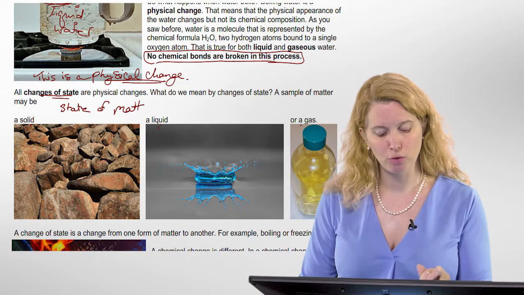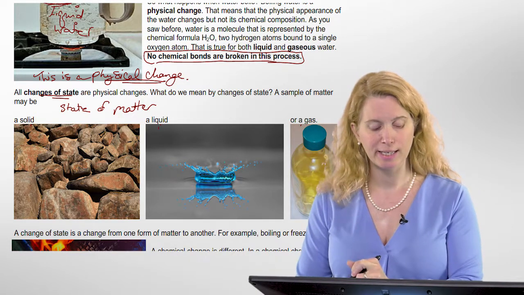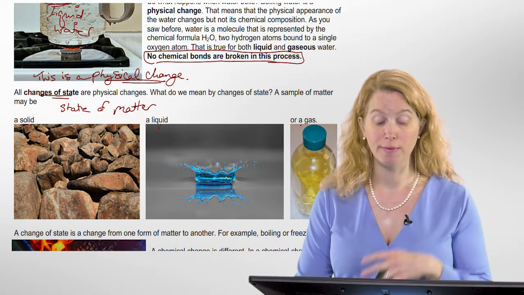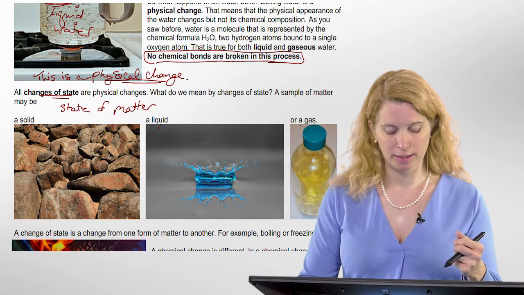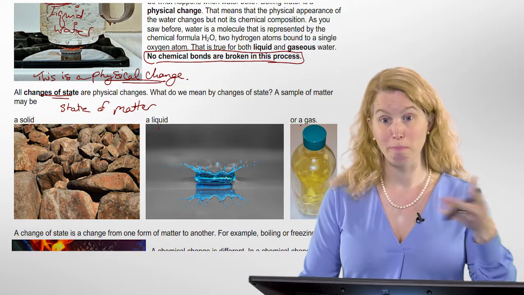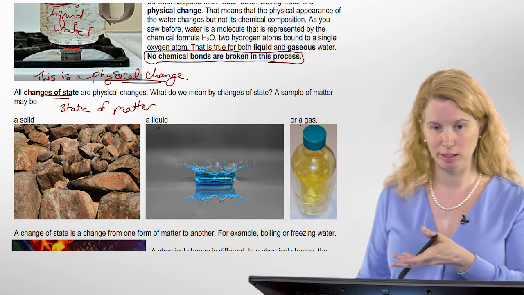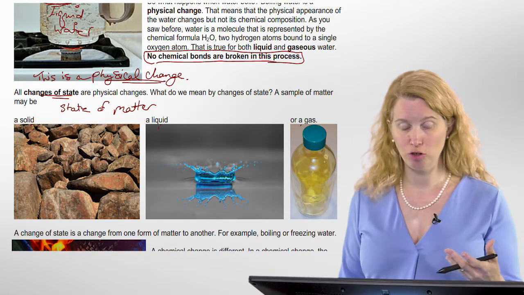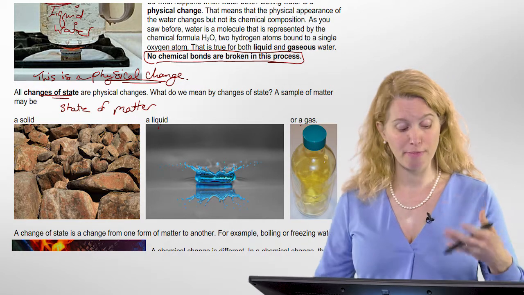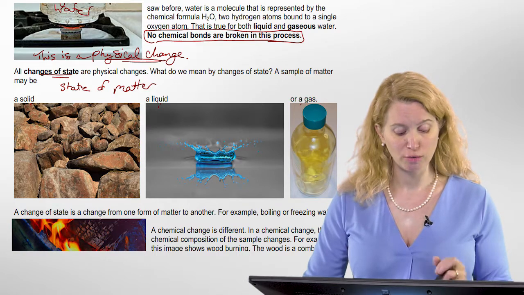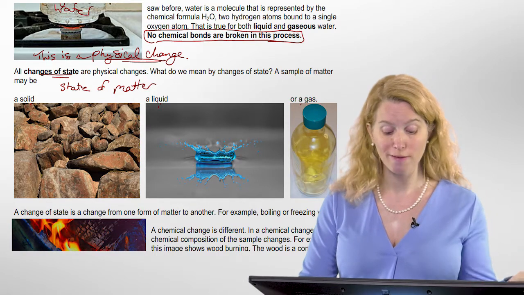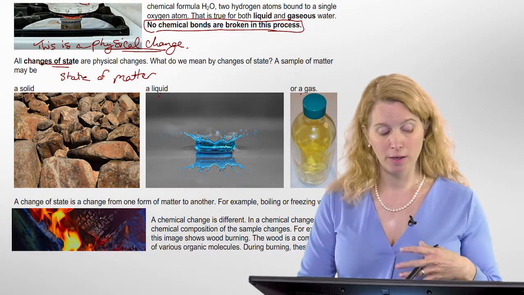And if we boil the liquid to transform it into a gas, that's a state change. That's a physical change. Or if we take something like ice and we melt it into water, that's a state change from solid to liquid. And again, that's a physical change, not a chemical change. So a change of state is simply a change from one form of matter to another.